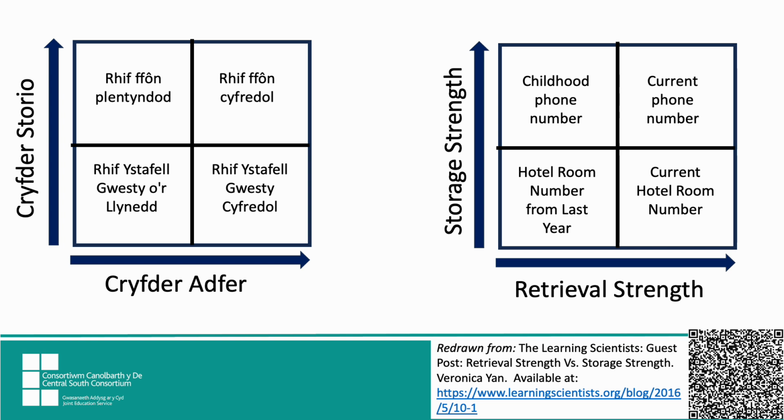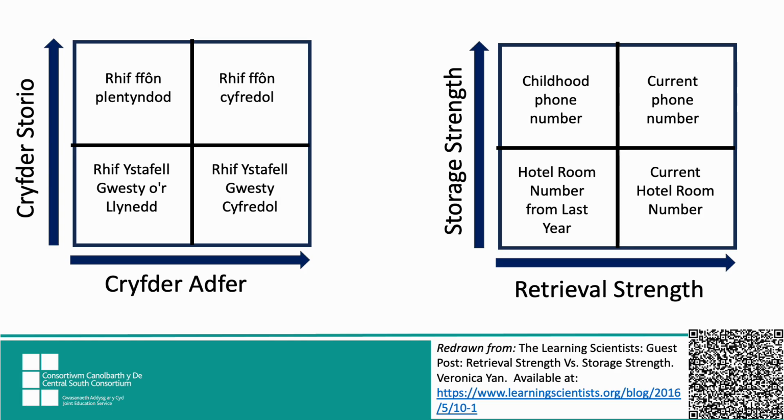In their guest post, the Learning Scientists provide an example to help us better understand the zones resulting from the interplay between retrieval strength and storage strength. For example, if you're on holiday, your hotel room number will be easy to remember while you're staying at that hotel. That's high retrieval strength, but it is not actually well learned in the sense that you'll remember it a long time from now. So there's low storage strength.